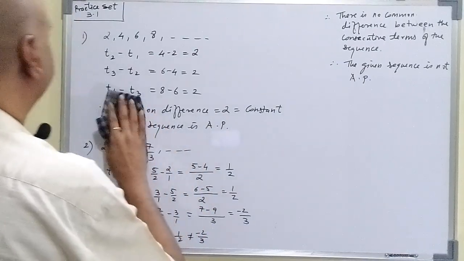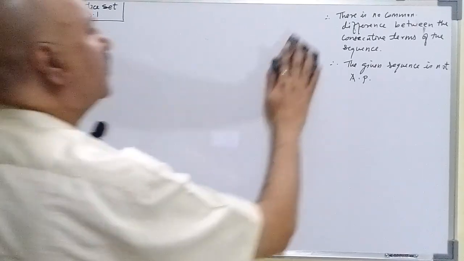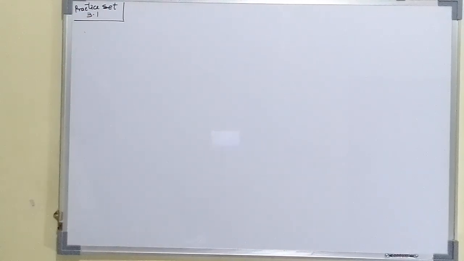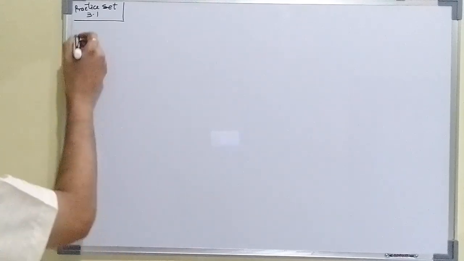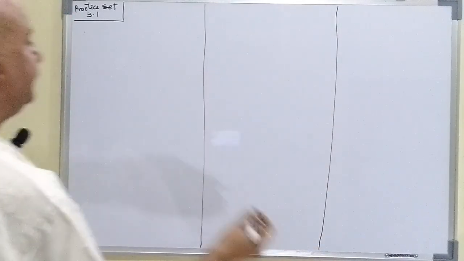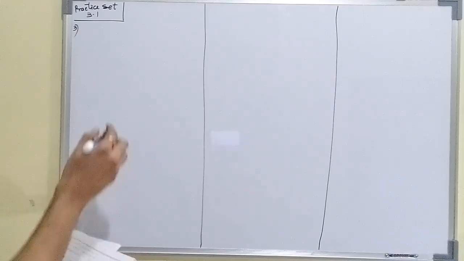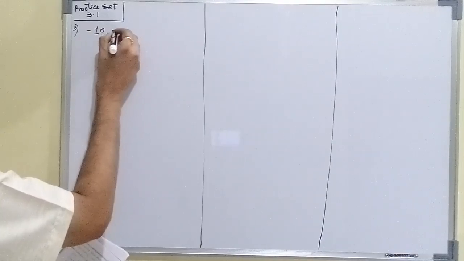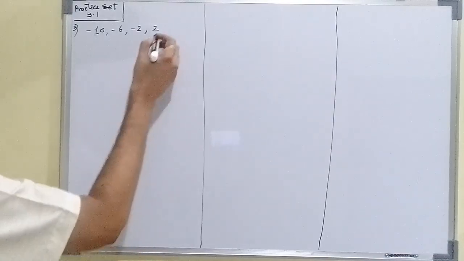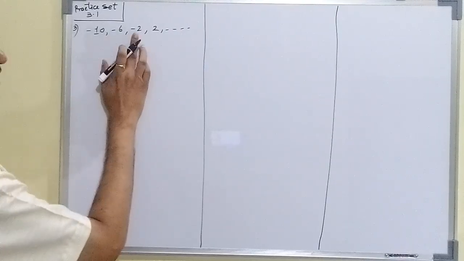Go for next, third question. Now we will partition the board, so that we can take at least 4 questions at a time while we are solving. So we go for next question, question number 3. We divide the board into partitions 1, 2 and 3. Third question: -10, -6, -2 and 2, and then dotted lines. Therefore these are T1, T2, T3, T4.